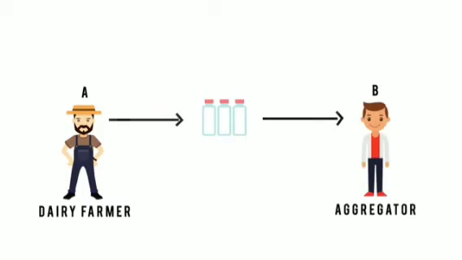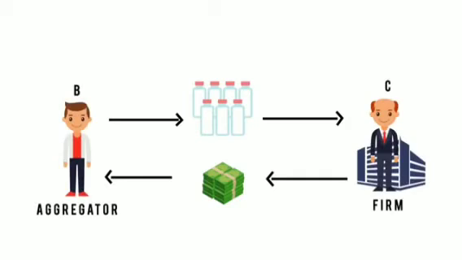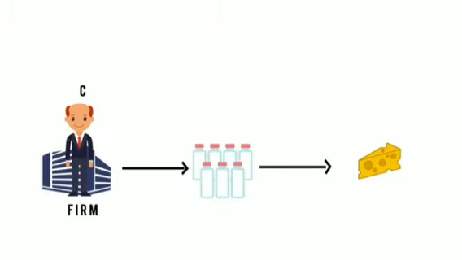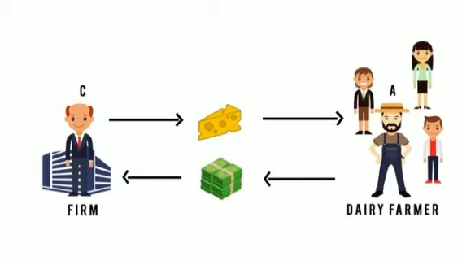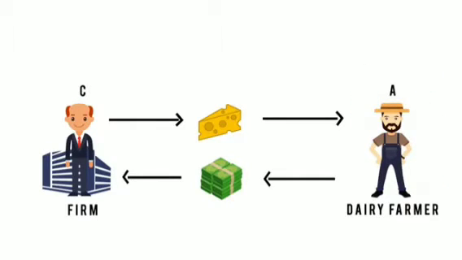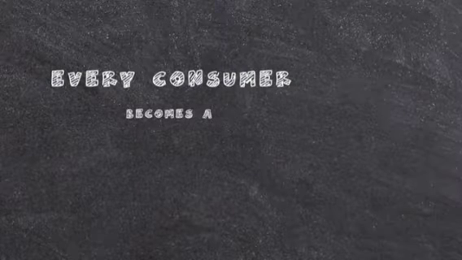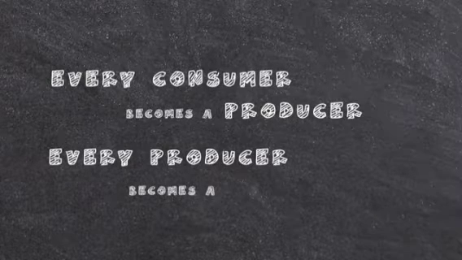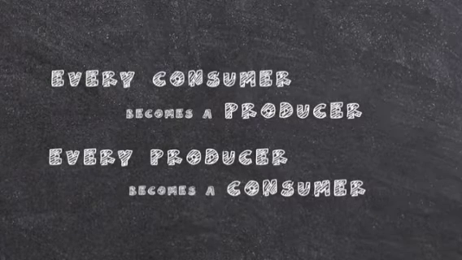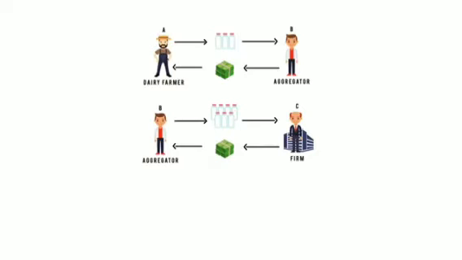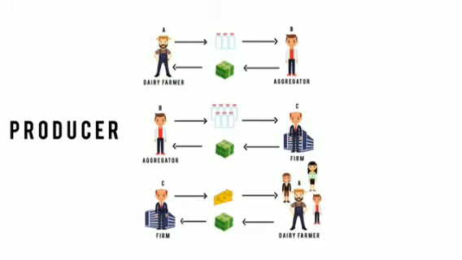Another way to understand circular flow of income is through this simple example. A dairy farmer A sells milk to a person B, who purchases it from A and works as an aggregator in the business, and forwards it to a firm C, which processes it and makes cheese of it, and sells it to A and similar people for consumption purpose. The crux of this illustration is similar to circular flow of income, which says that every consumer at some stage becomes a producer, and every producer at some stage becomes a consumer of some good or service.